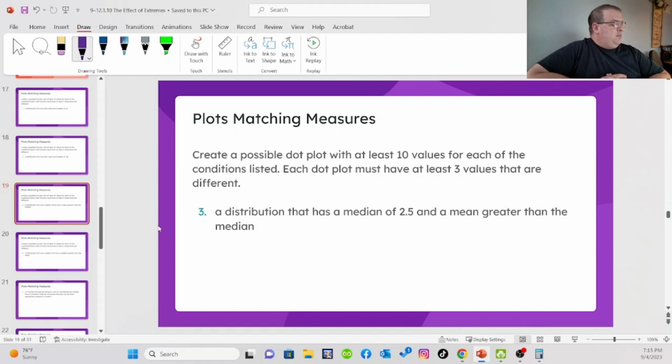Third, create a dot plot with a distribution that has a median of 2.5 and a mean greater than the median. So create a dot plot, at least 10 points, and at least 3 of those points must have different values. Number 4, create a dot plot with a distribution that has a median of 5 and a median that is greater than the mean. Again, at least 10 points, and 3 of those points at least must have different values.